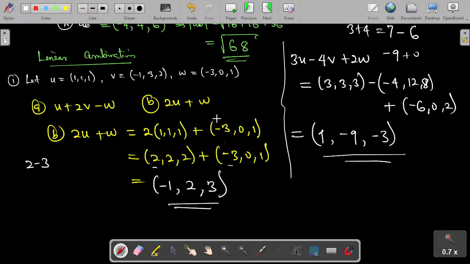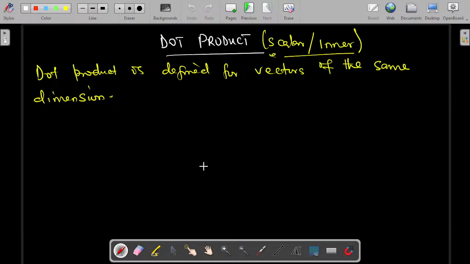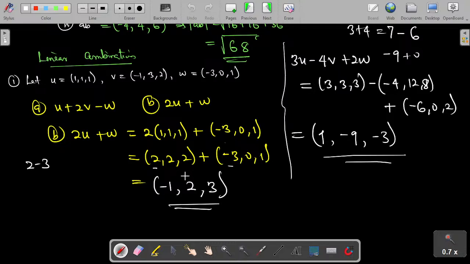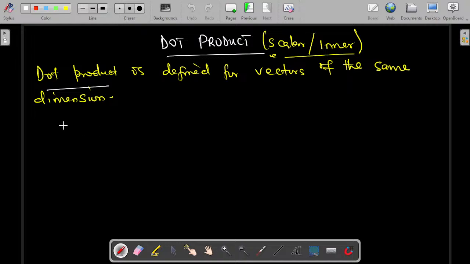So let's go on to where we are under dot product. The first thing I said is that you can only define a dot product for vectors that have the same dimension. And what is the meaning of dimension? We discussed that yesterday. Dimension means the number of components in a vector. For example, this vector is 3 dimension, and this one is 2 dimension. You know all of that, so let me not bother you with that again. Now let's do the definition.